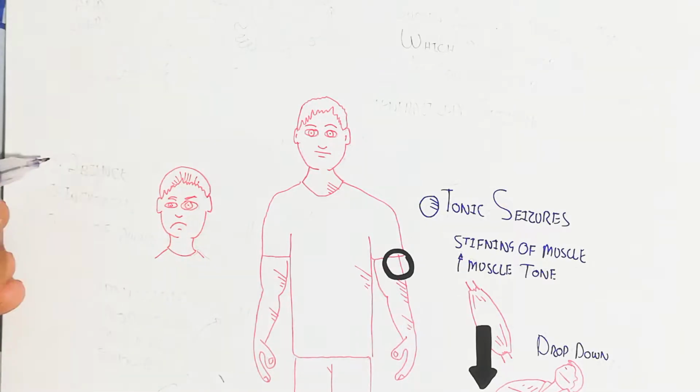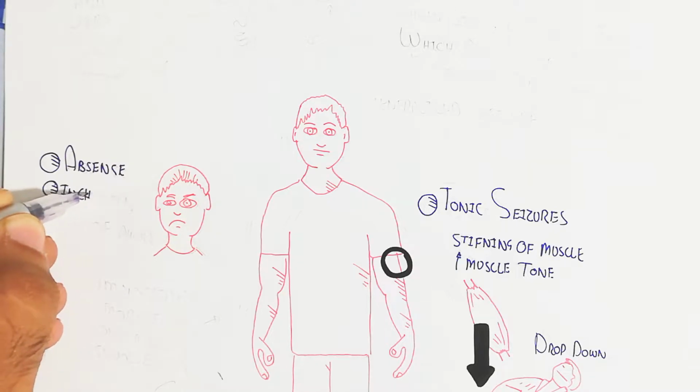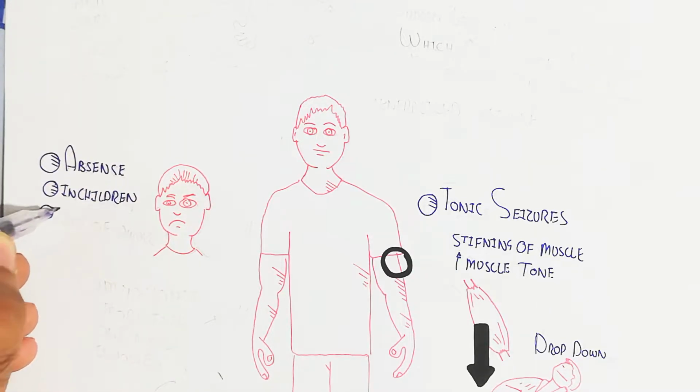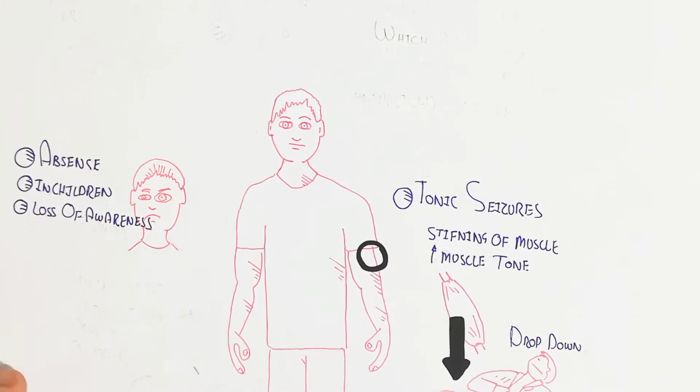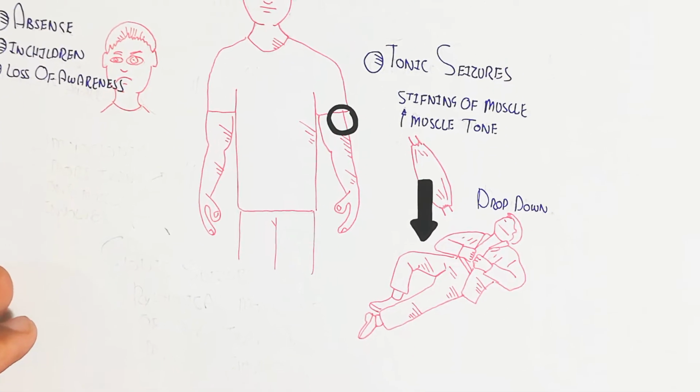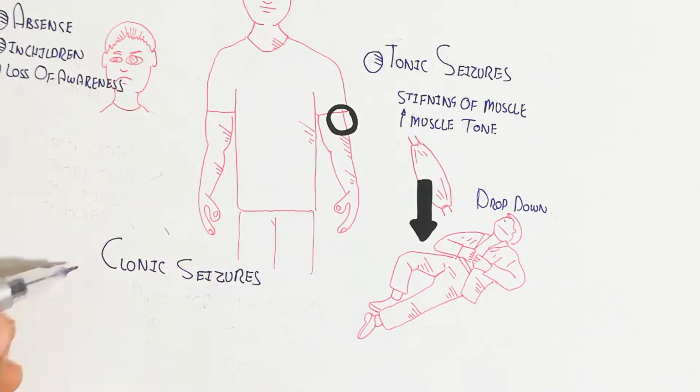While on the other hand, the absence seizure usually occurs in children, with loss of awareness, blinking of the eyes, and changes of mood and emotion. So there are changes of the emotional condition.